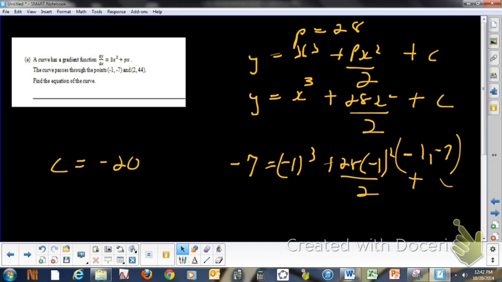So now I've got the equation. The equation is y is equal to x cubed plus 14x squared minus 20. There's the answer to the question.